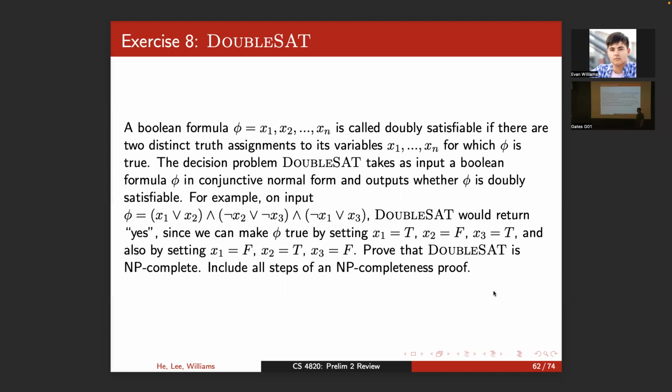And so we want to prove that there's some other problem that we can reduce to this problem. So I'll give you a couple minutes to think about it, and we'll regroup and go over it.